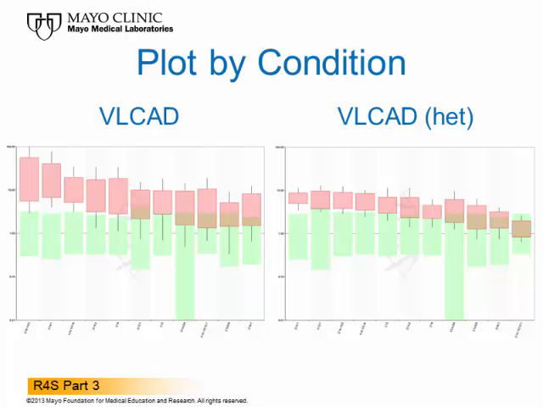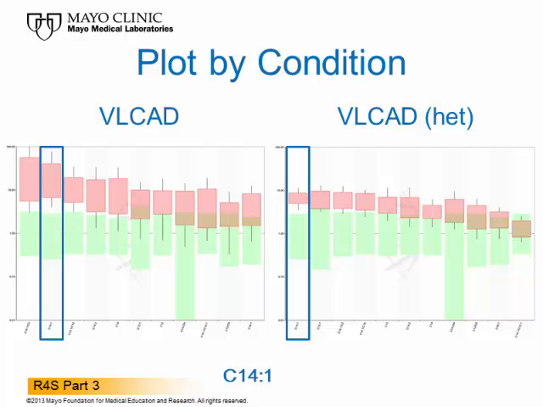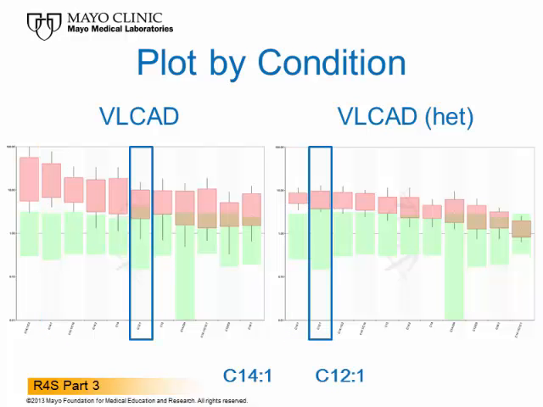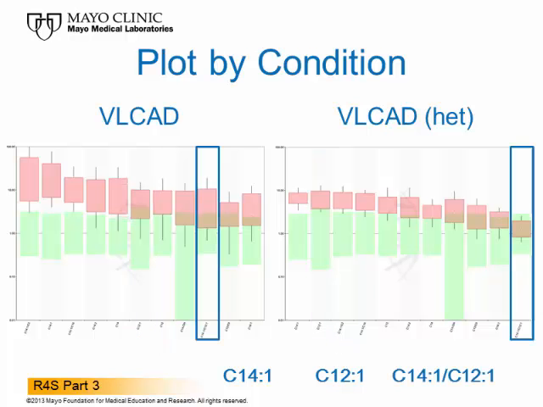Once again, we use VLCAT and VLCAT carrier status as a model to demonstrate how the dual scatter plot actually works. A side-by-side comparison of the two plots by condition is helpful to recognize the crucial role of two analytes, C14-1 and C12-1, and one ratio, C14-1 to C12-1.